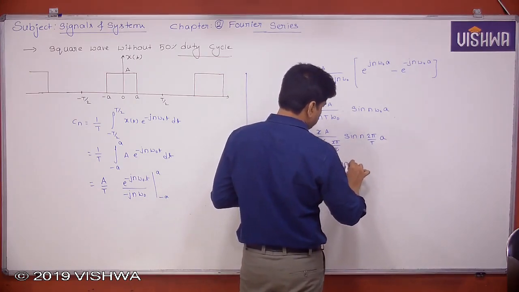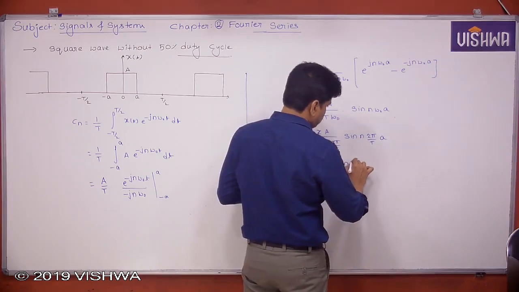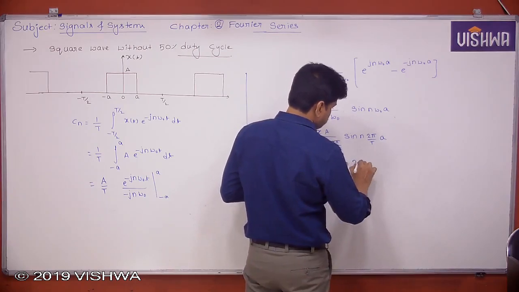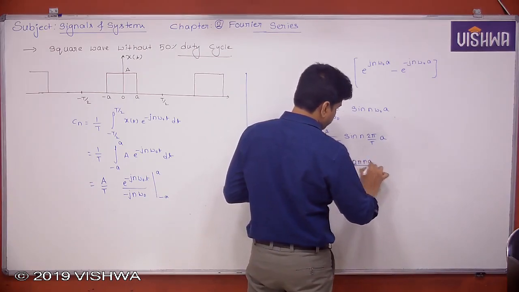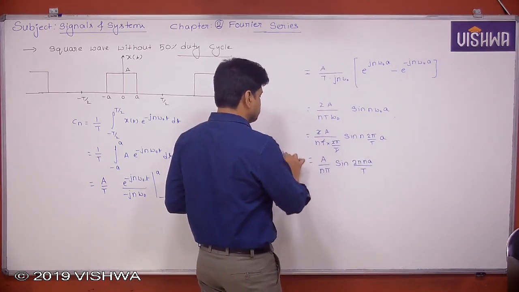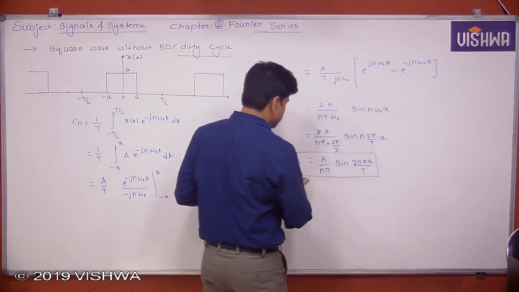Sine of n 2 pi a by T. So this is the Fourier series coefficient Cn. We can directly say this is the value.